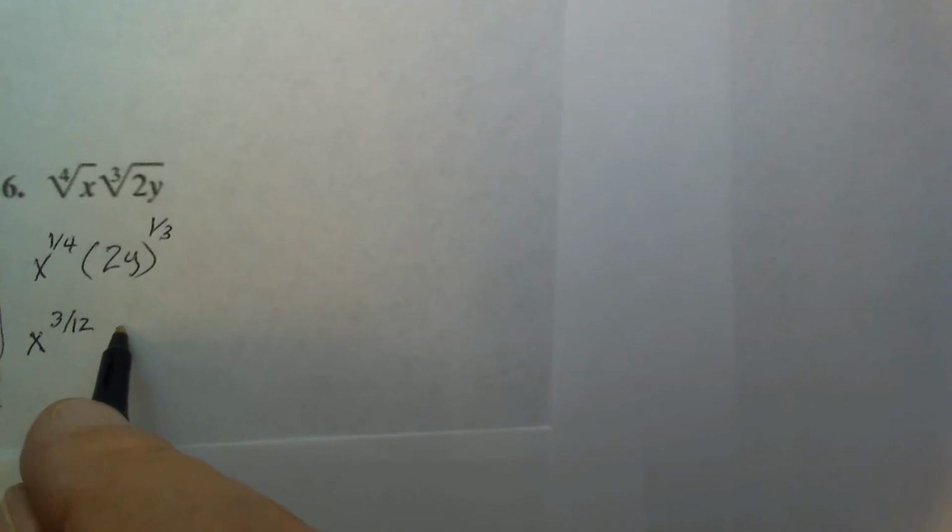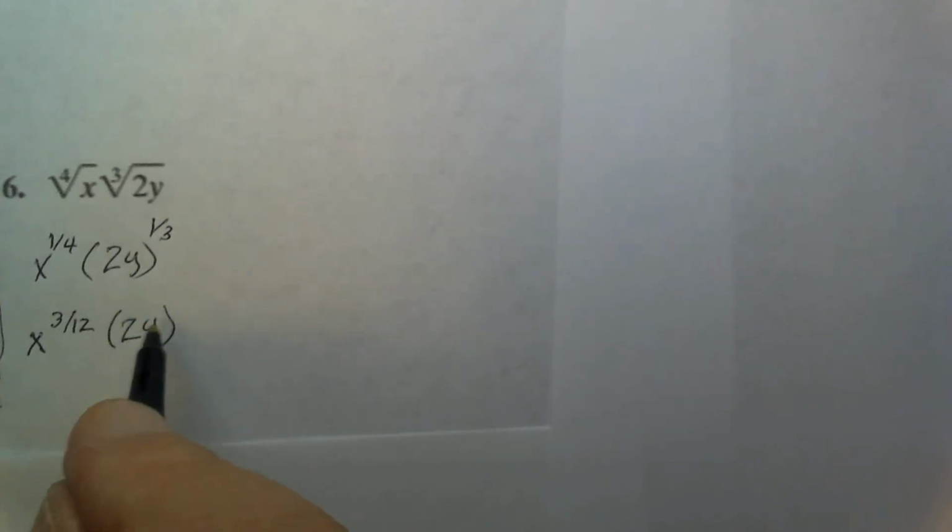So for number 6, we have the fourth root of x means x to the 1/4. And the third root of 2y means 2y to the 1/3. To combine these exponents, we have an LCD of 12, so we need to multiply the first exponent by 3 divided by 3, so it becomes x to the 3/12. And this exponent we multiply by 4 divided by 4, so it becomes 2y to the 4/12.